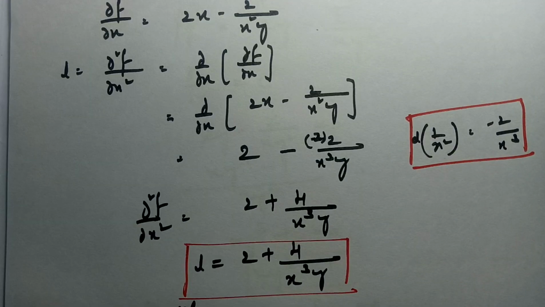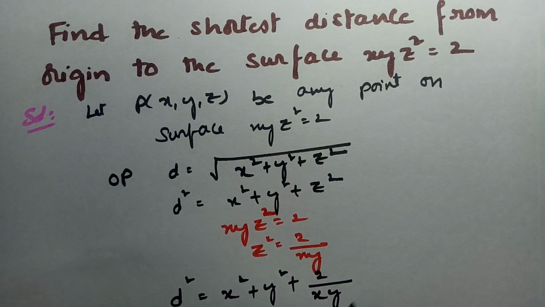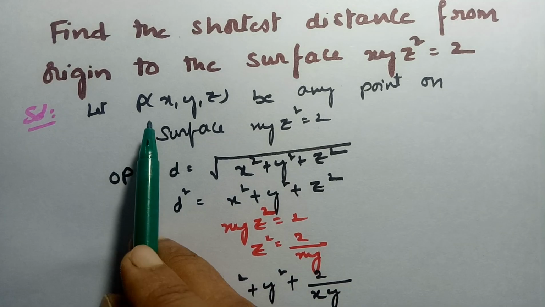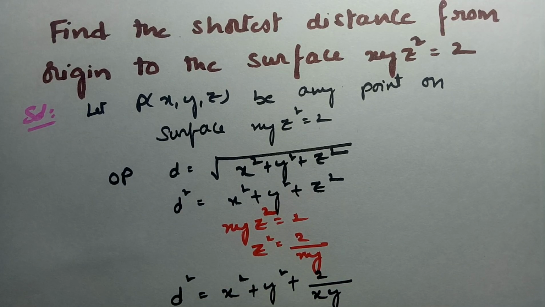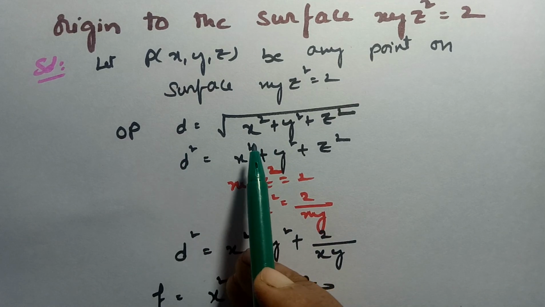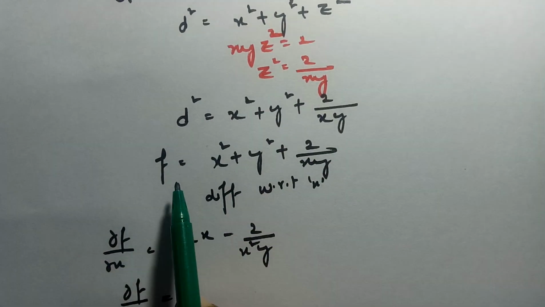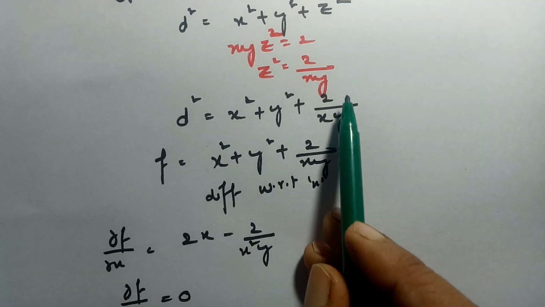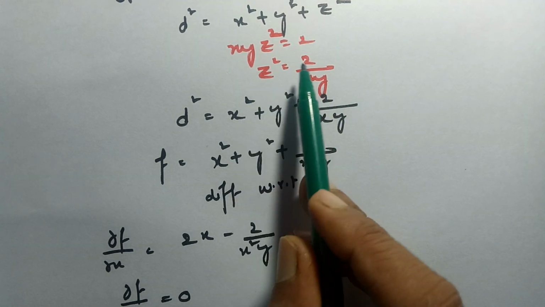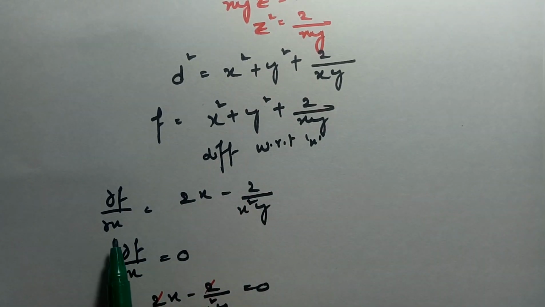So let's go back to the beginning, see here. We have to find the shortest distance. So for that, I have chosen a certain point P(x, y, z), any point on the surface. So I have to find the distance, that is root over x² + y² + z². So this will be the function, that is x² + y² after substituting the z² value as 2 by xy.